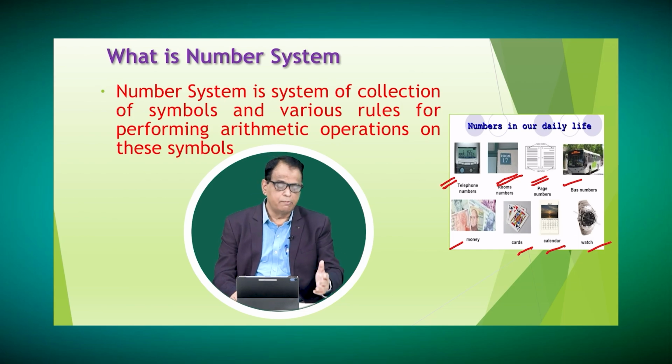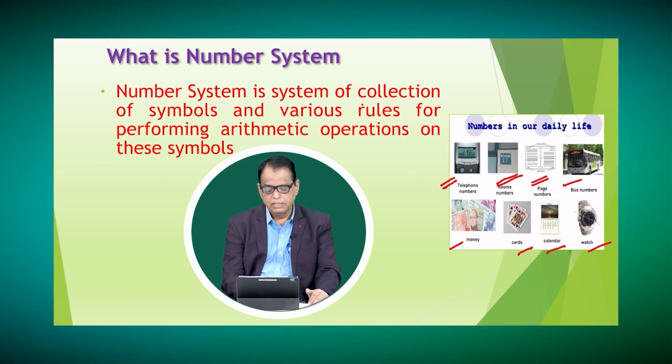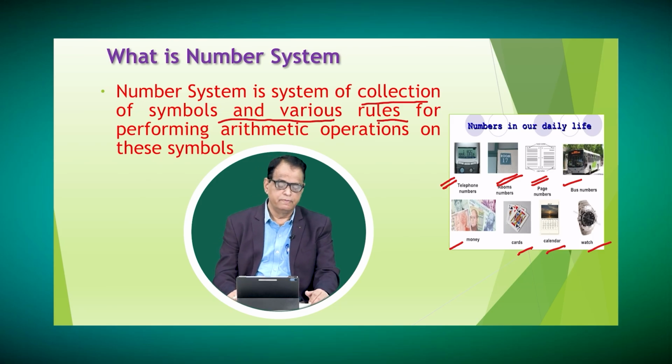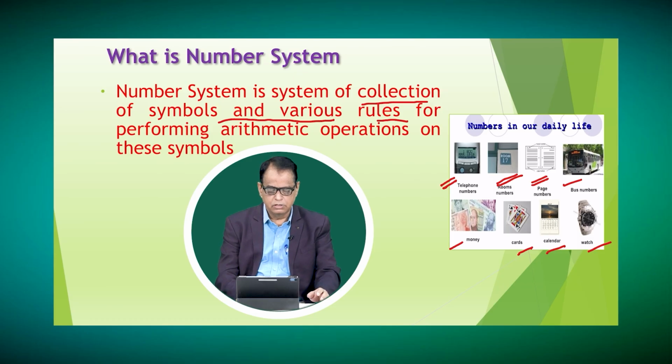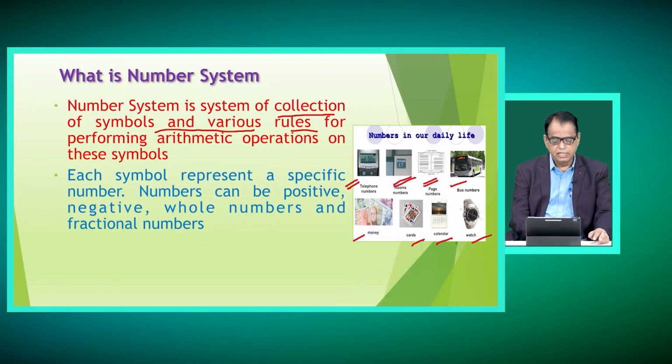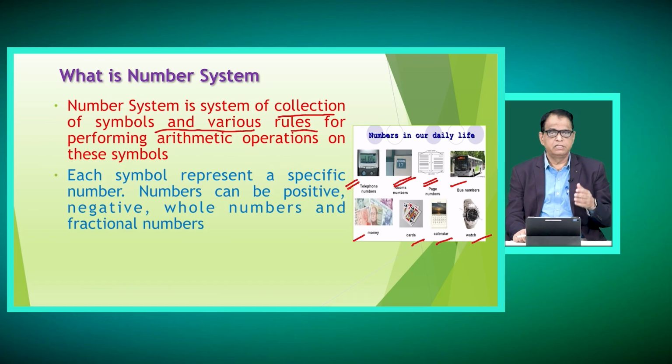So what are these numbers? Numbers are part of a system, and this system is called a number system. A number system is basically a collection of symbols with certain rules associated with them in order to perform arithmetic or other operations on these values. These symbols are called numbers. Every symbol represents a specific number, and numbers can be positive, negative, whole numbers, or fractional numbers as well.